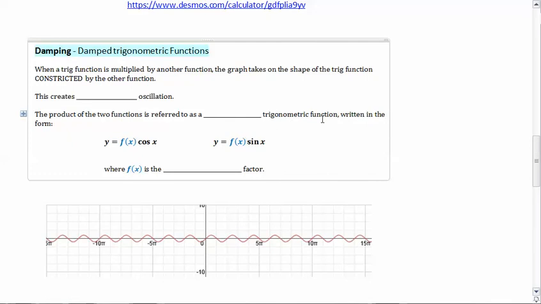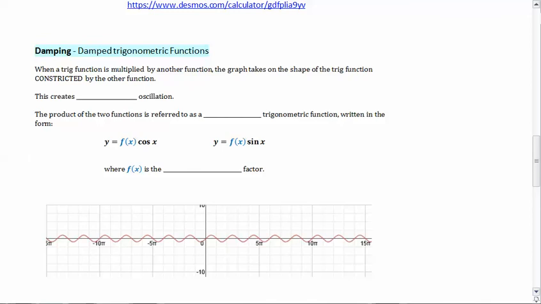So when a trig function is multiplied by another function, the graph takes on the shape of the trig function constricted by the other function. So that sounds like a bunch of craziness, right? What I'm saying is, if you have a cosine graph and you're multiplying that by something linear, the result is going to be a graph that looks like both cosine and something linear. It's going to take on both characteristics.